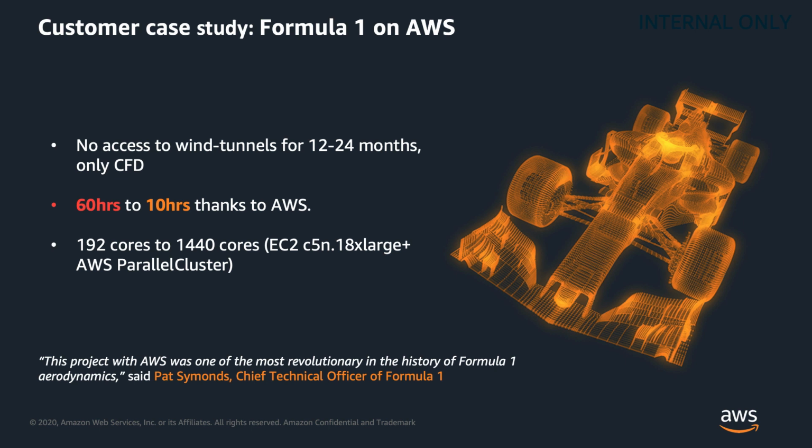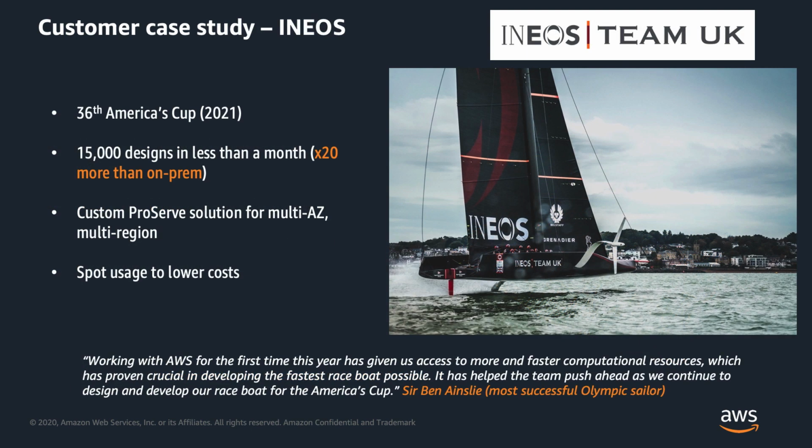Another really good example is Ineos, the America's Cup sailing team. We also work closely with them. They needed to turn around a huge database of runs, 15,000 designs in less than a month, and this really was around 20 times more than they could do on premise. And this was because they were able to take advantage of the global capacity, and we built a custom solution with them, and even used Spot to really lower the cost for them. And this was a really good thing, and I hope it has a lot of parallels with companies out there.